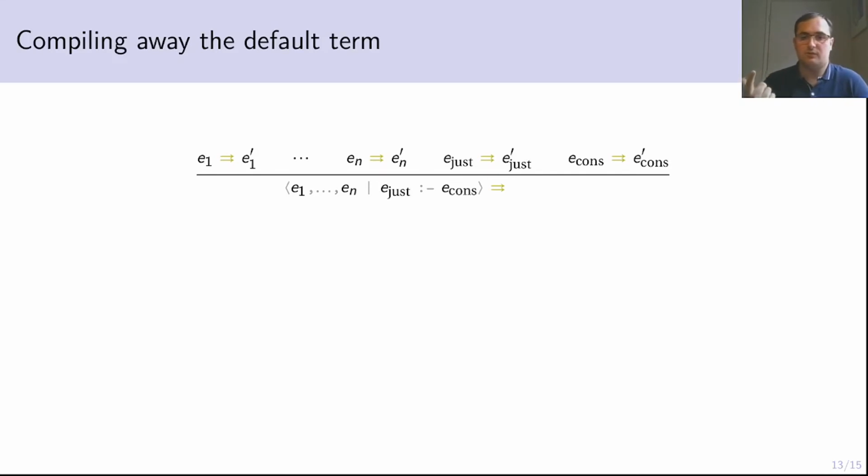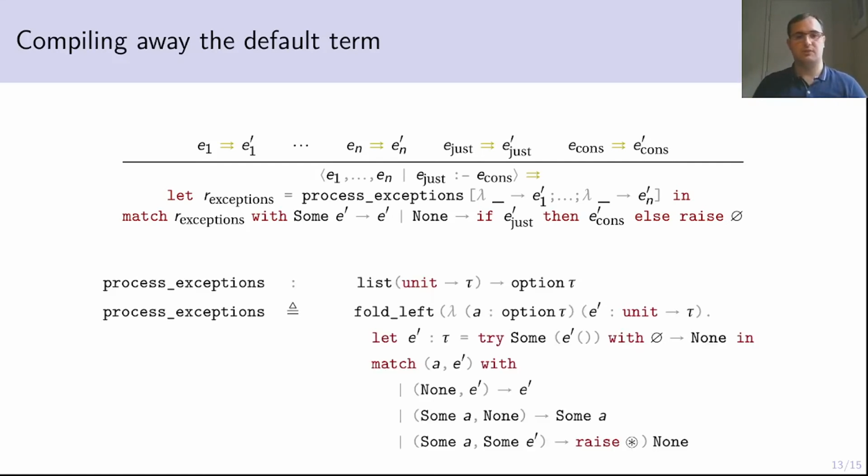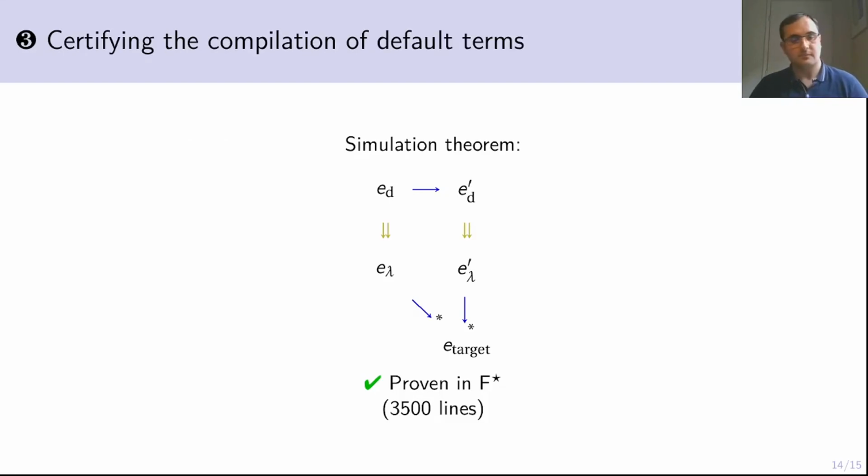And here are the critical compilation steps. We take this default term, and then we process the exceptions one by one, which we have to thunk because otherwise they are going to get evaluated early. Then we see whether an exception triggers or not, and if not, we just evaluate the base case with the condition. This process exception helper is a simple fold left with an accumulator that is an option type. You can refer to the paper for more details.